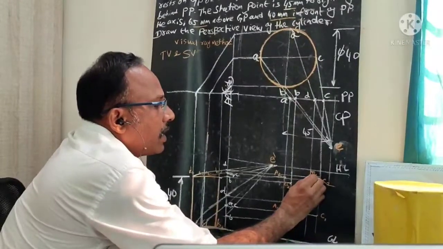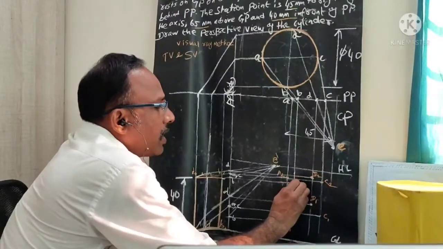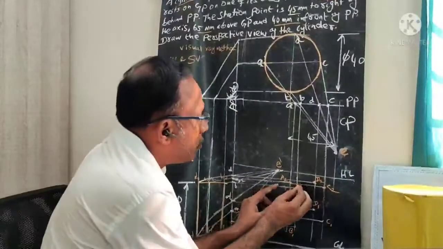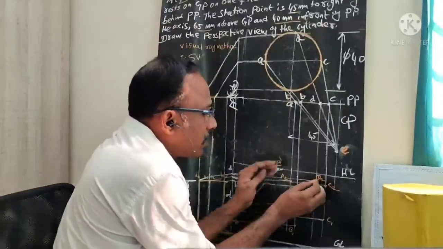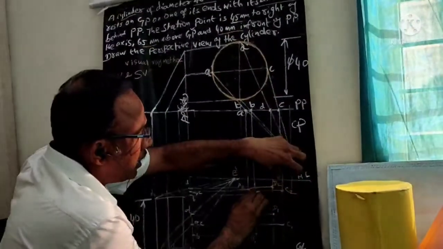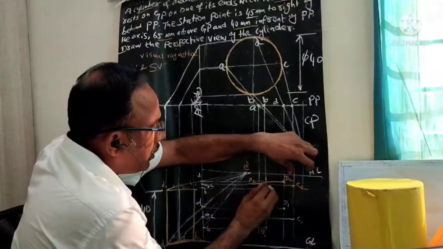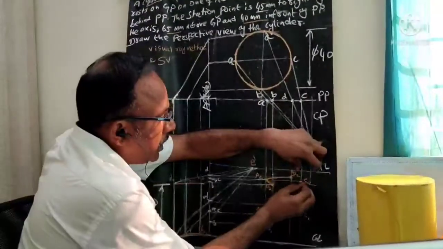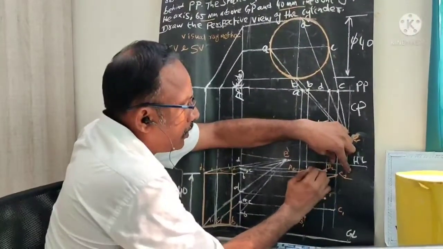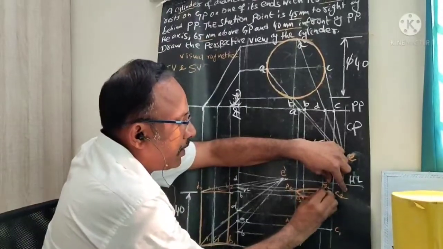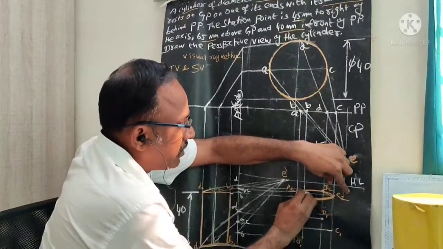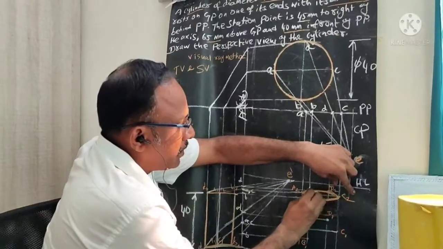Because it is a cylinder, we need to connect these points by a curve. We need to join these points by a smooth curve. So I will join like this, by one smooth curve. You will get this, my top surface of the cylinder in perspective.